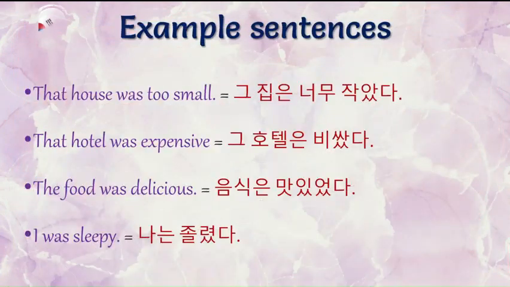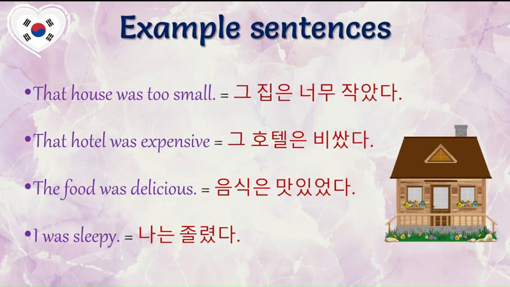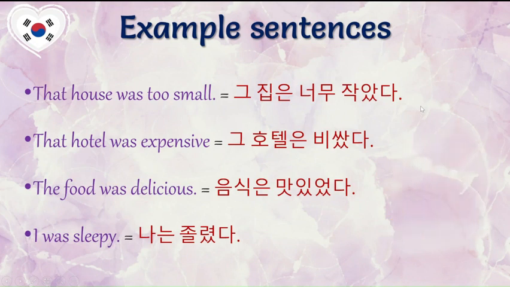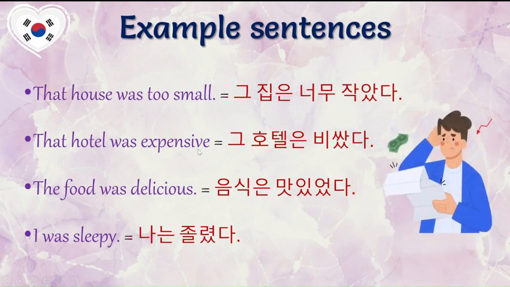Alright, now let's look at some example sentences to understand more clearly. That house was too small. 그 집은 너무 작았다. Here, house is 집, too is 너무, and to be small is 작다, but in past tense it is going to be 작았다. Alright, next example is that hotel was expensive. 그 호텔은 비쌌다.